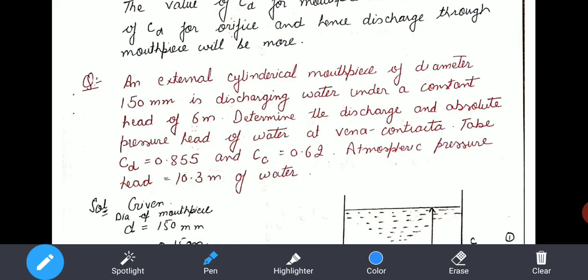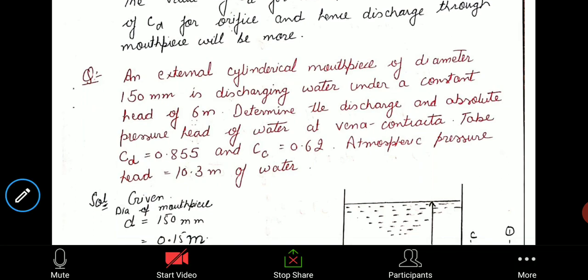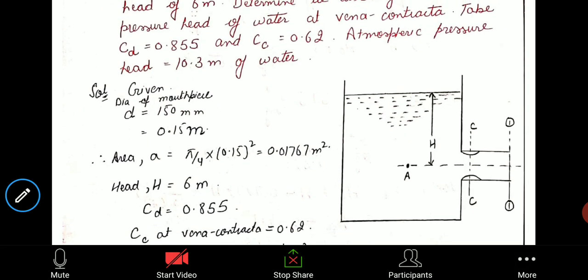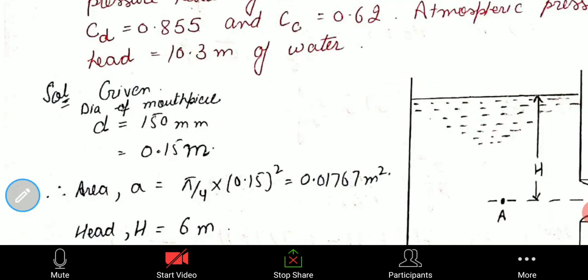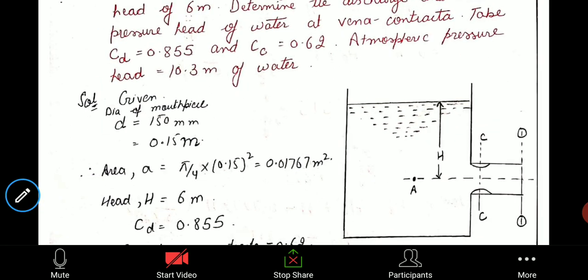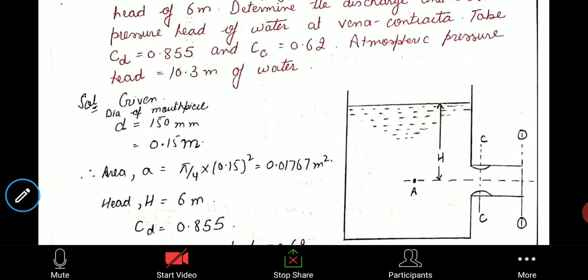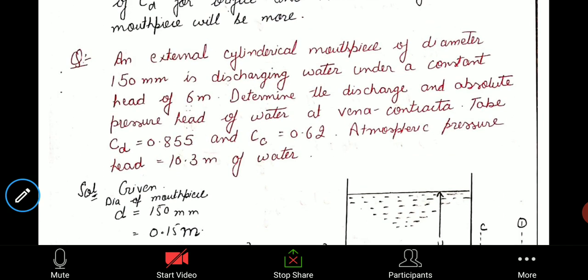So start solving this now. The diameter of the mouthpiece is given in mm, convert it into meter. From here the area can be easily obtained, which is pi by 4 d square, because the pipe is of circular shape. The head is given to you, which is 6 meter, and CD and Cc are also given to you. All these values are given to you, and from this you can easily obtain the discharge.